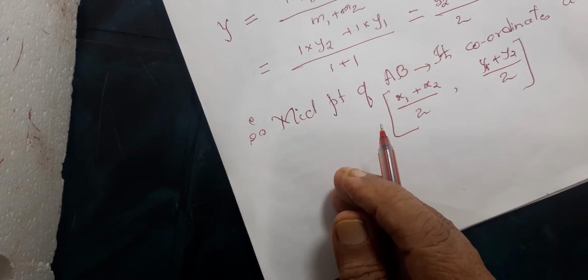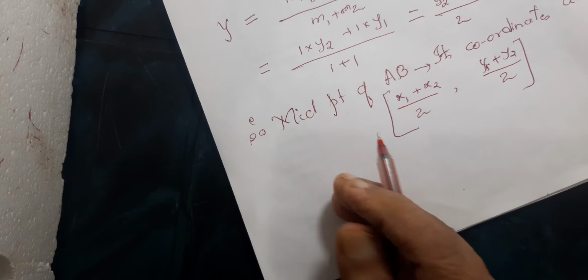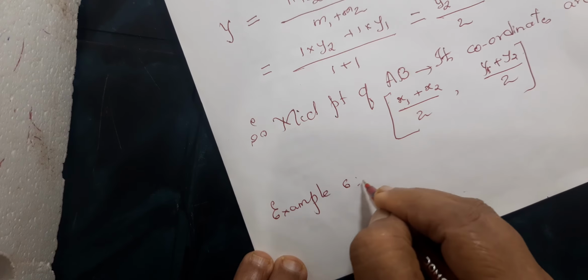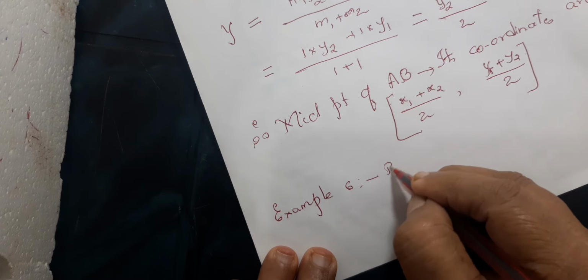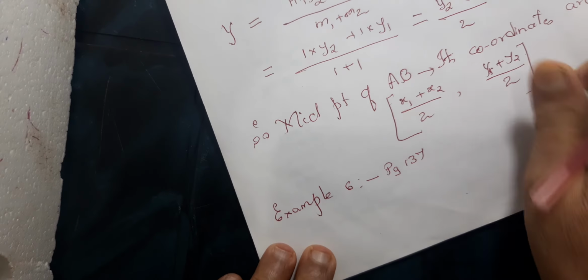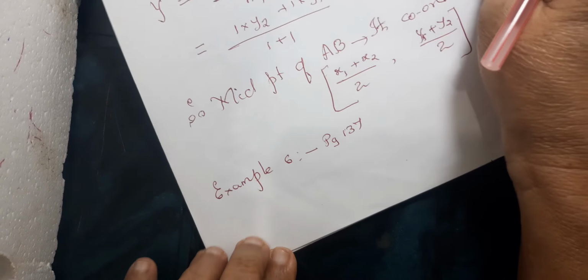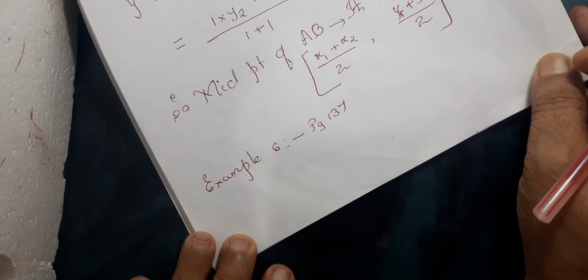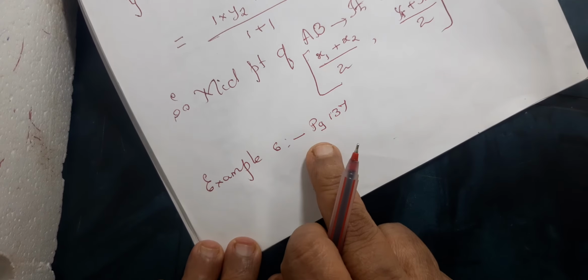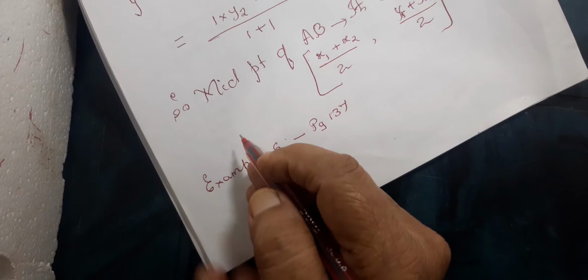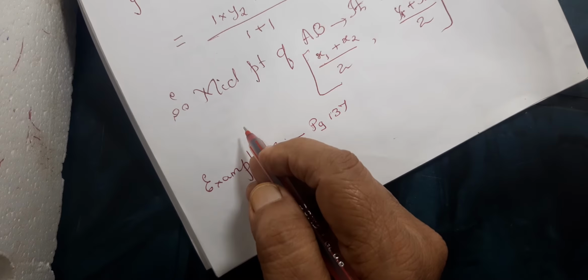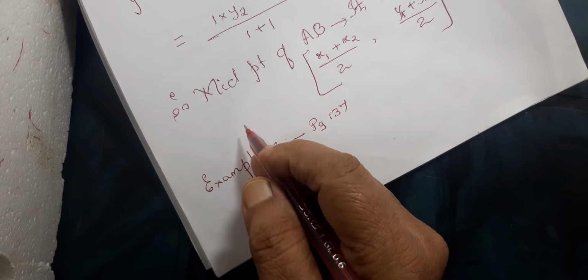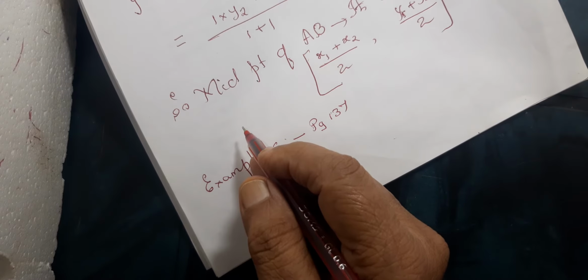Now comes example 6, page 137. Okay, children. I'm always worried about whether you'll be able to see the paper or not, what I'm doing here. So now example 6, page 137. Find the coordinates of the point which divides the line segment joining the points. You have to understand the problem.